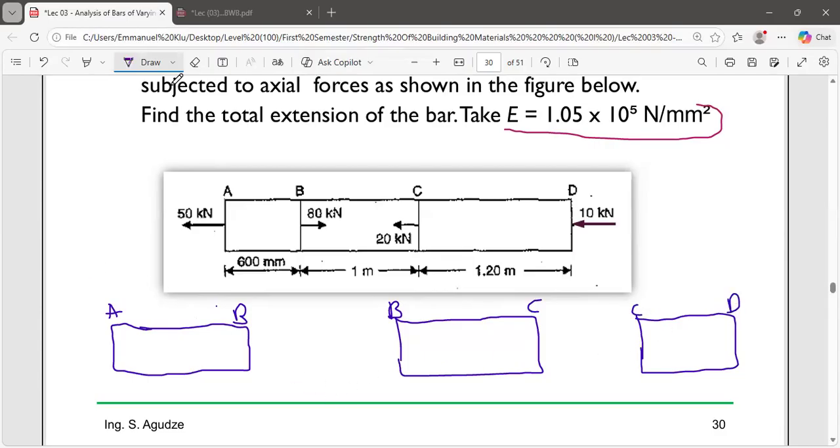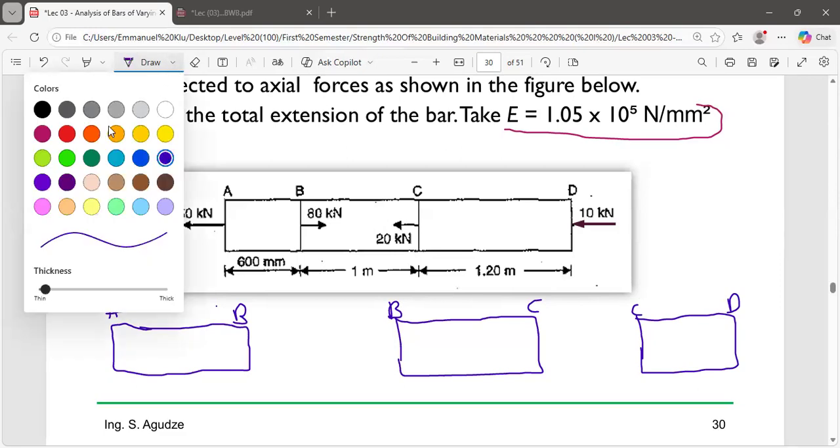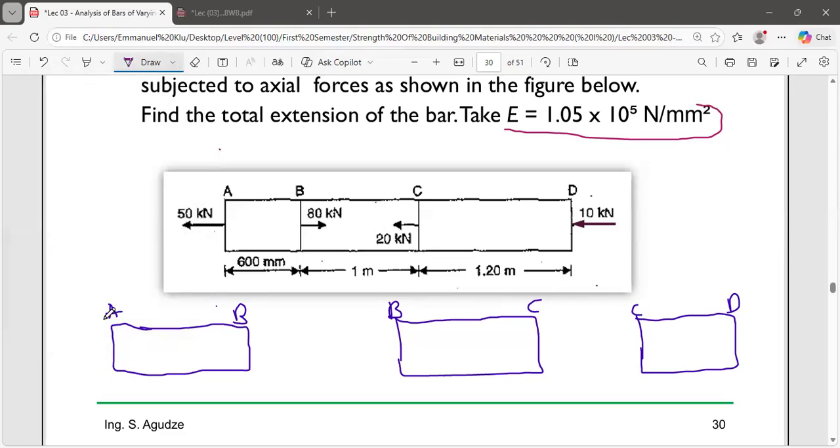Exactly. So now let's solve from what? Left to right. So the first one, what can you see? You can see that this one is in what? This one is in tension, right? So you maintain tension for both sides.